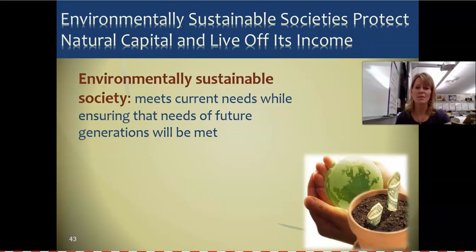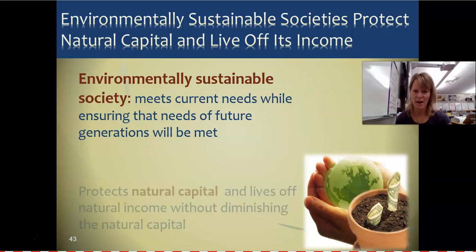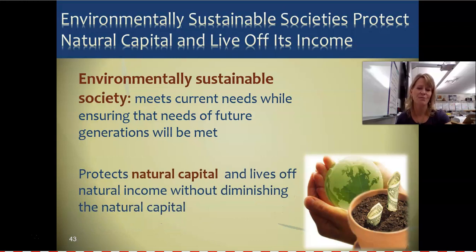Okay, and then just kind of wrapping up. In order to be sustainable, we have to live off of our natural capital, and we can't use that, remember, that's the value of the planet, so fast that it doesn't replenish itself in time to meet the needs of every future generation after us. That's the goal. So we have to protect that natural capital, those natural resources, and those natural services.